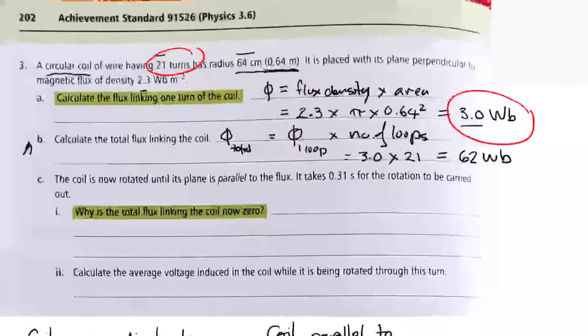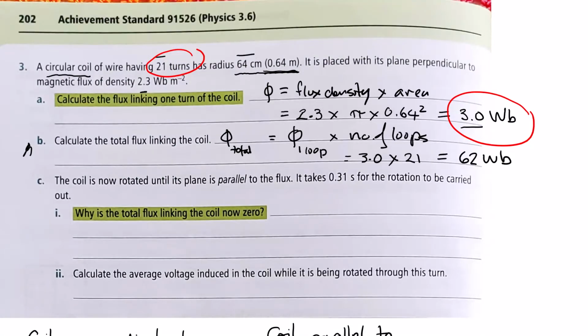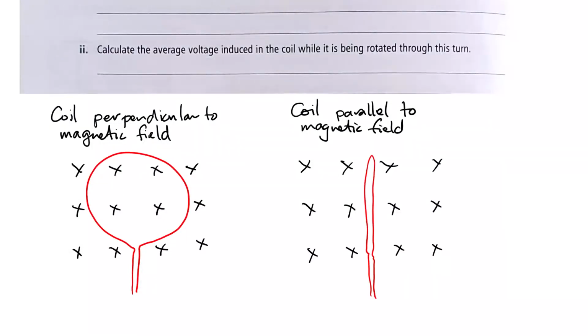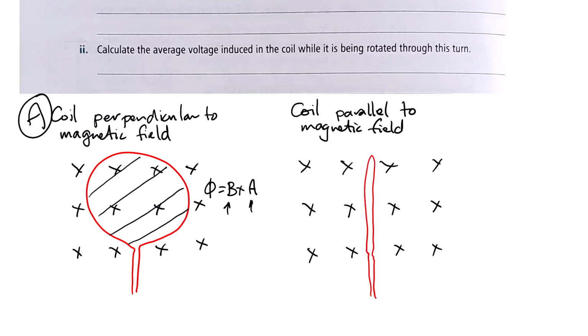Part C, the coil is now rotated until its plane is parallel to the flux, and it takes 0.31 seconds for this rotation to be carried out. Why is the total flux linking the coil now 0? So this here, A, is the situation initially where our loop was perpendicular to the magnetic field. So again, we've got flux is equal to B times A, the flux density times the area. So we can see we've got this area here, which is linking the magnetic field.